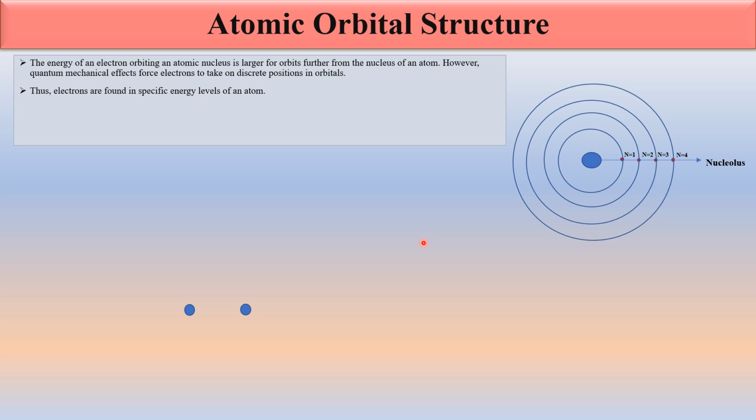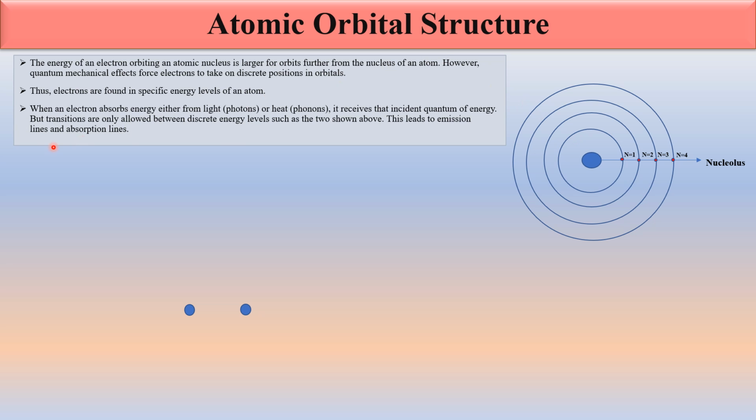Basically, these quantum mechanical effects force the electrons to travel in their system, or you can say they are in energy levels and move around the nucleus. So the electrons are found in specific energy levels of an atom. There are specific energy levels of an atom, and the electrons lie in those energy levels.